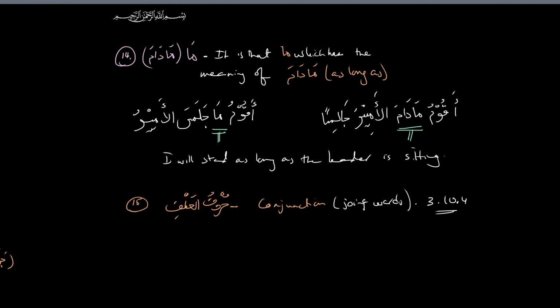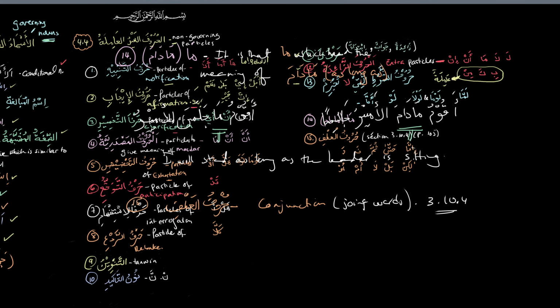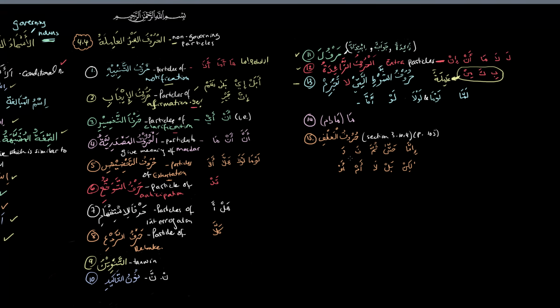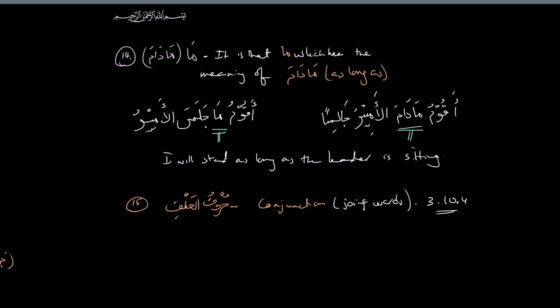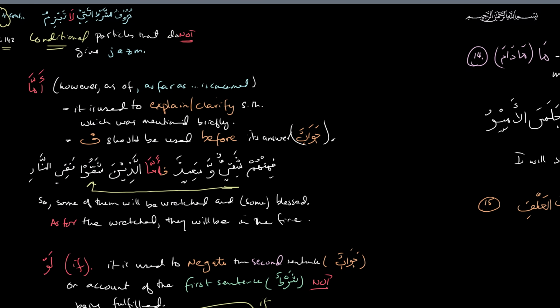But we can just review some of these. These were wa, fa, thumma, hatta, imma, aw, la, bal, and lakin. So this completes, alhamdulillah, the chapter, and this actually completes a book. Alhamdulillah rabbil alameen. Let's go review what we did today, and then we can stop.